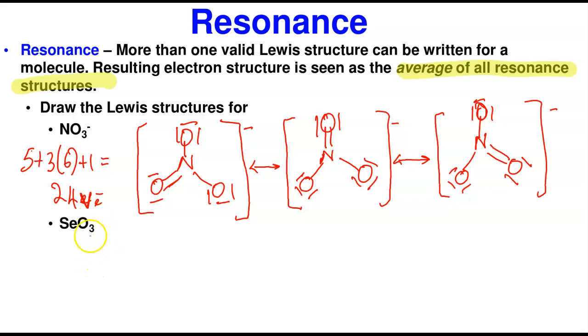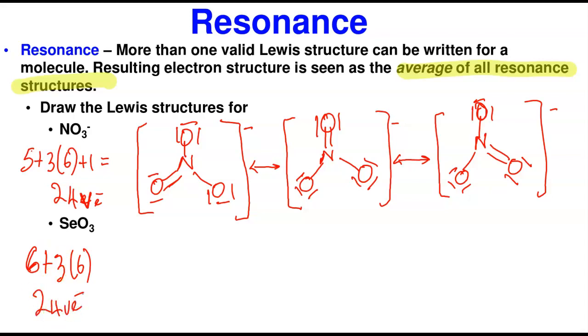For this selenium trioxide, let's see. In this case, selenium is in group 6, 6 electrons, plus oxygen is in group 6, and there are 3 of them. So 3 times 6. If you do 3 times 6 plus 6, how many electrons do we have? 3 times 6 gives us 18, and 18 plus 6 gives you 24. So it's still going to be 24 valence electrons as well.